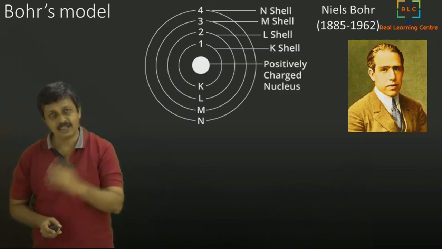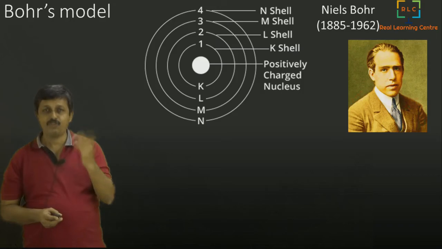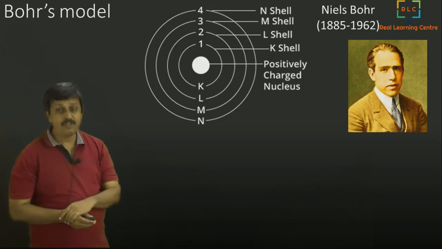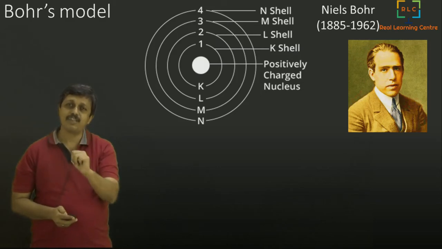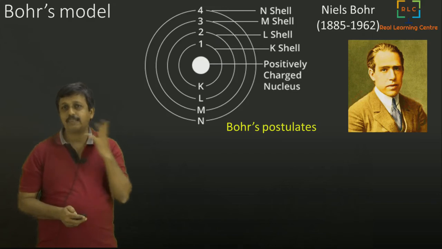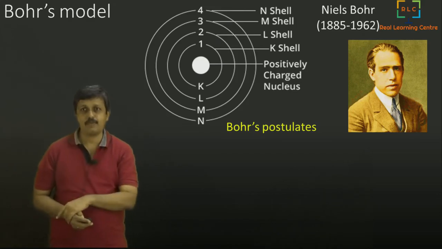So we now give that as quantum numbers 1, 2, 3, 4, 5, 6. Okay. So he named those cells. And what is important is he came up with three very nice postulates. Okay, Bohr's postulates, which tell about his view of the model.